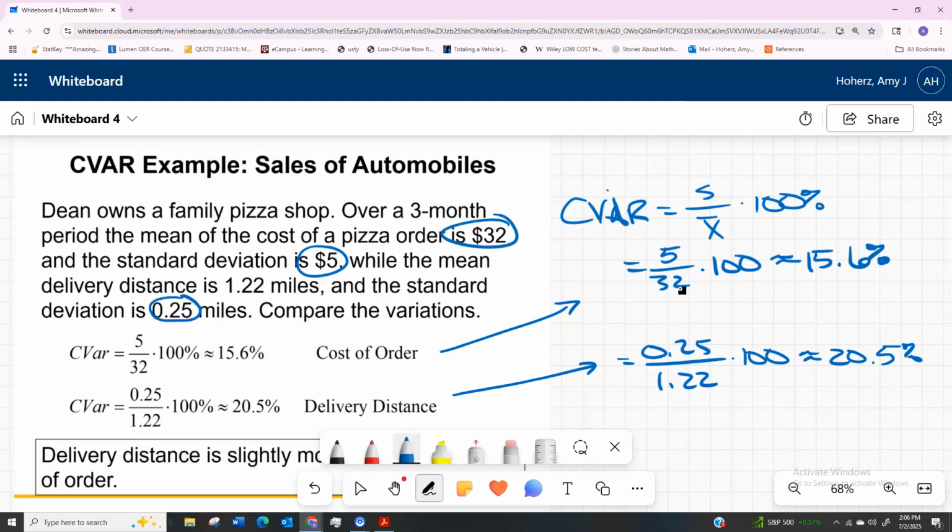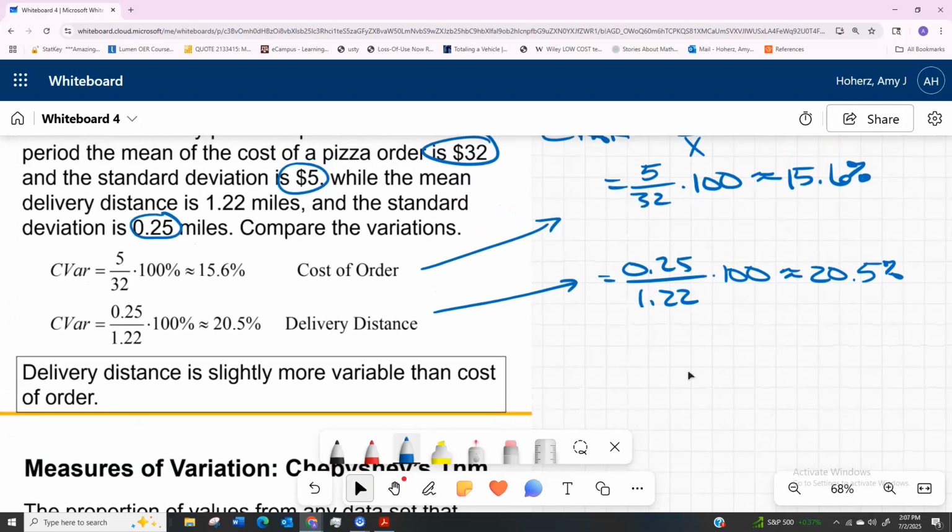And in this case, we can see that actually the delivery distance varies more than the cost of the order. So delivery distance is slightly more variable than the cost of the order. Whichever one comes out with a bigger percentage is the one that is more variable. And we're changing it so that we are comparing the two to each other without worrying about the units.